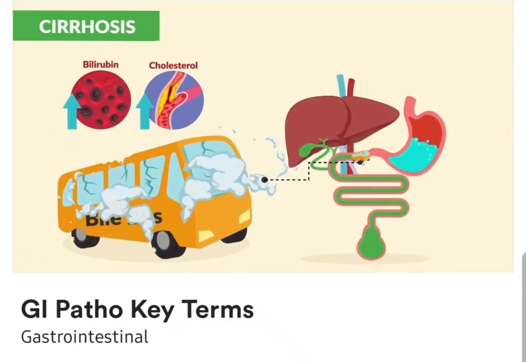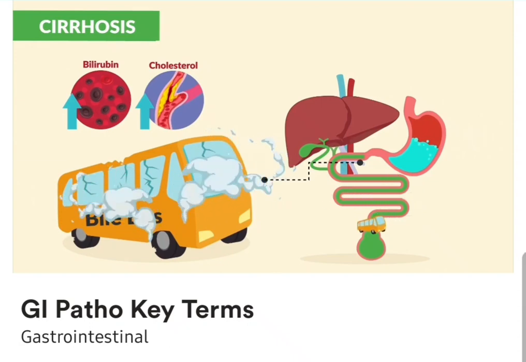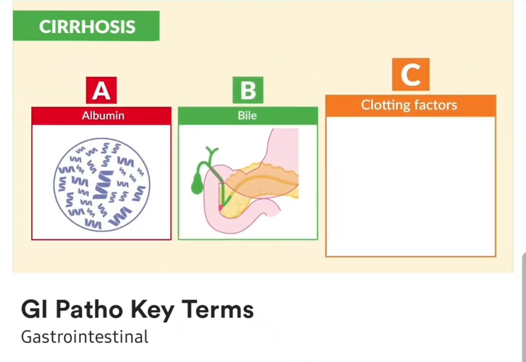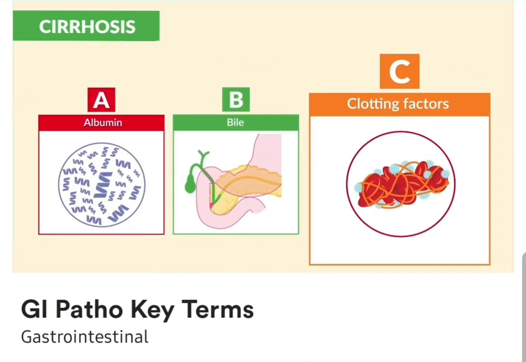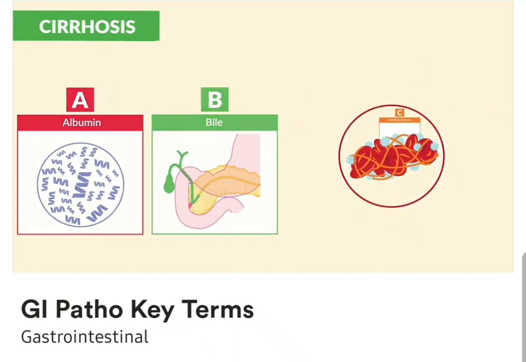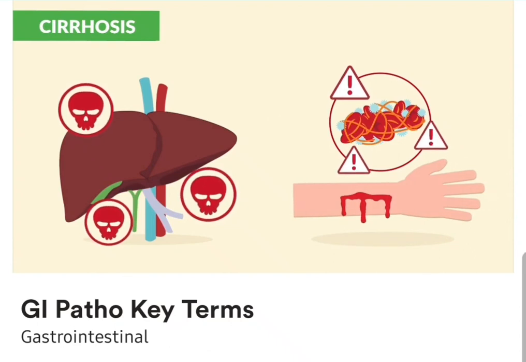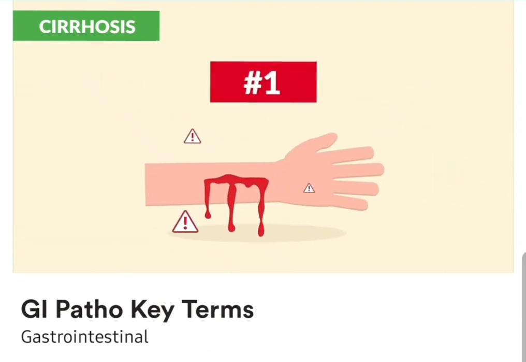And this is due to the lack of bile, or the bile bus, to help carry this bilirubin out of the body and into the potty. The last letter in our ABCs is C for clotting factors, or coagulation factors, which helps the blood to clot. So with liver disease, the blood doesn't clot fast enough, leading to huge bleed risks. Always our number one concern is bleeding.